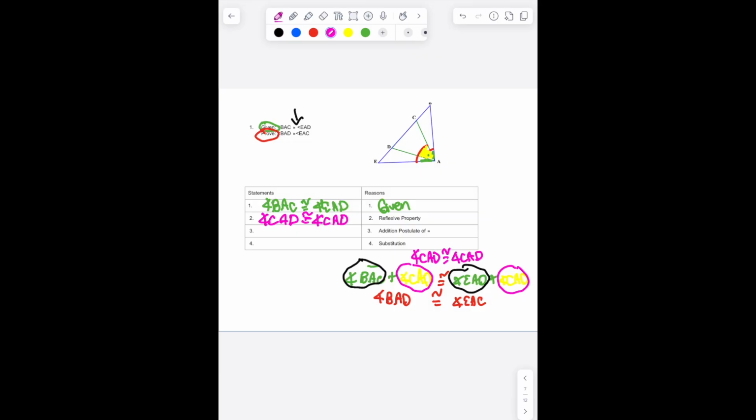And now we can put our addition. Angle BAC plus angle CAD is congruent to angle EAD plus angle CAD. Sorry for the mess here, but it's the same addition we had at the bottom. And that leaves us over with the larger red angles that we just made through addition. Angle BAD congruent to angle EAC.